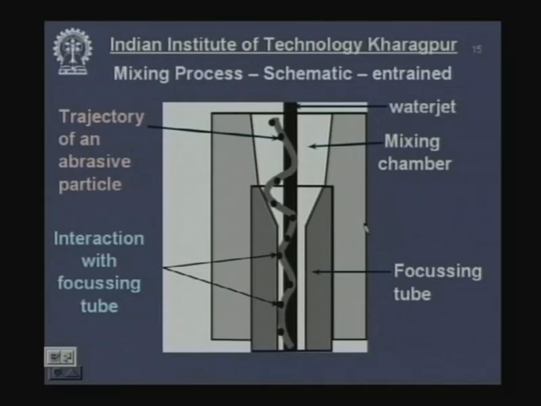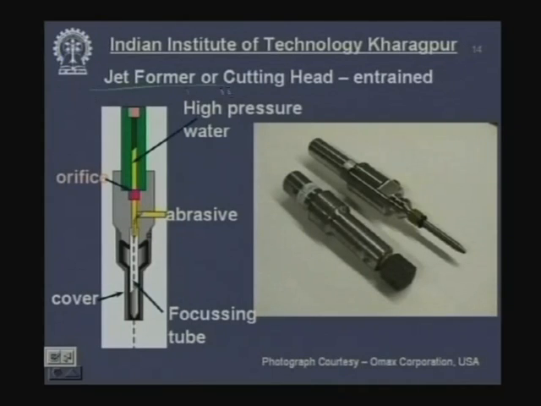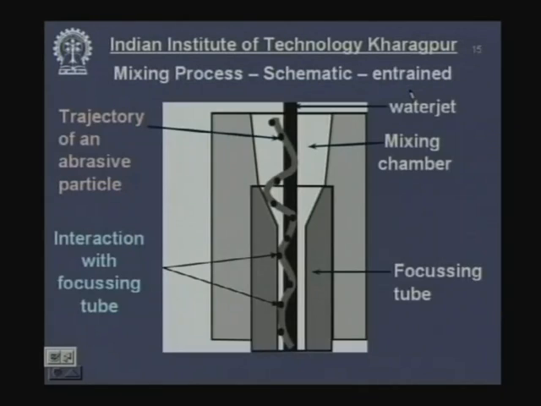Now, I have described in this what it does, how the mixing process takes place. This is the water jet, this black part of it. So, this is my water jet. Who has produced this water jet? The orifice has issued this water jet. This particular part is my mixing chamber. So, abrasives are coming here.